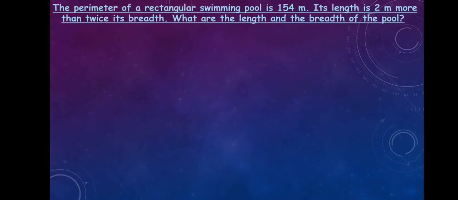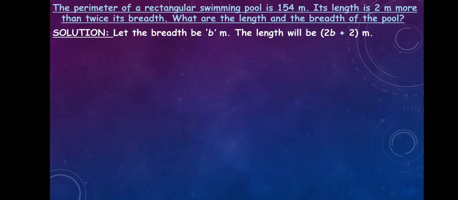The perimeter of a rectangular swimming pool is 154 meter. Its length is 2 meter more than twice its breadth. What are the length and the breadth of the pool? For this one, I know the pool is in the rectangular shape, so it must have a length as well as breadth. Here I can read clearly in the second line of the statement that its length is 2 meter more than twice its breadth.